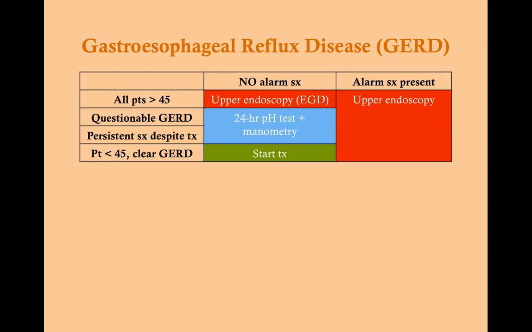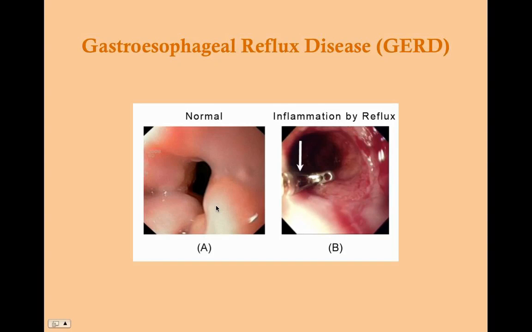Okay, so this is sort of another way to look at it. Any patient who is over the age of 45 should get upper endoscopy, and any patient who has alarm symptoms should get endoscopy. The patients who get pH tests and manometry are going to be the patients who have questionable GERD or persistent symptoms despite treatment, and the patients who are under 45 and have clear symptoms of GERD, you're going to start treatment. So here's what GERD can look like if you do an endoscopy. This is sort of a chronic inflammation, and this is the lower esophagus.